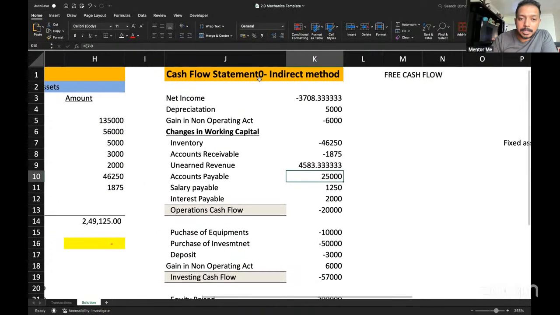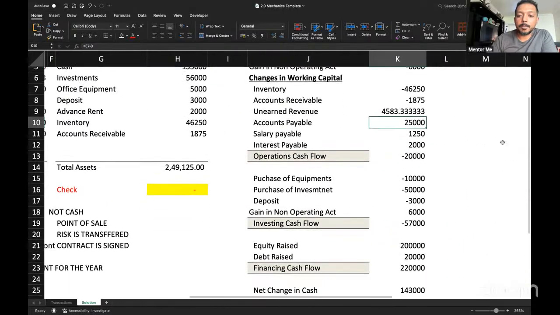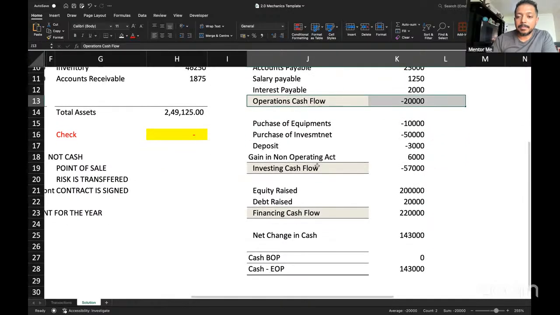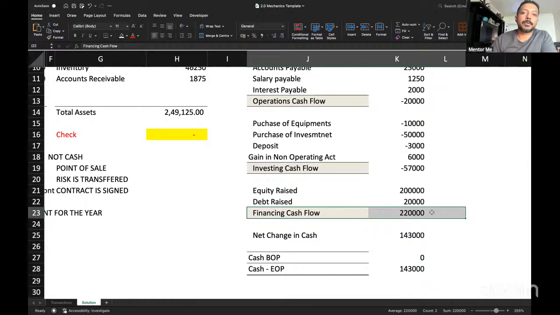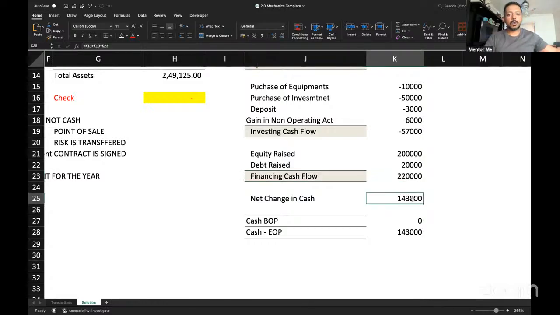See, the cash flow statement is reconciling these two in order to give you a picture that, okay, in operating cash flow, you had a negative 20,000 cash flow. In investing, you had a negative 57,000. In financing, you had a positive 2,20,000. Right? And overall, from 0, the change in cash was positive 143,000.